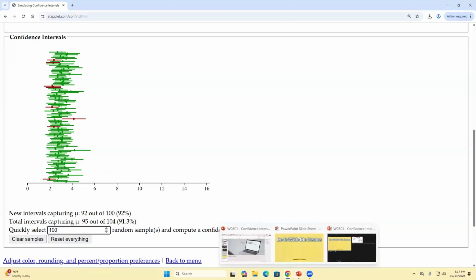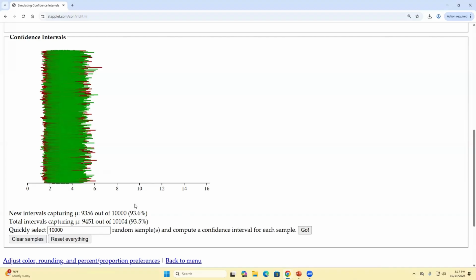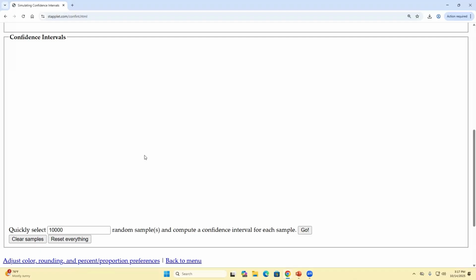And if we were to quickly select not just 100, but 10,000, then that number just keeps getting closer and closer to 95%. This is a bit of a mess here, but importantly, that number keeps getting closer to 95%. So we'll clear those samples. I don't want you to think that the confidence intervals were calculated incorrectly. It's just by chance we ended up with 8 instead of 5.